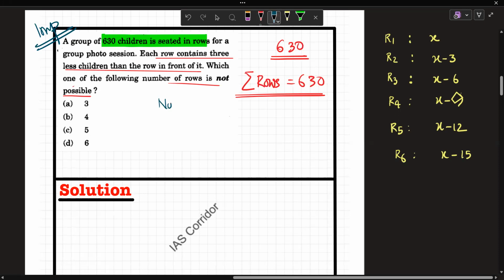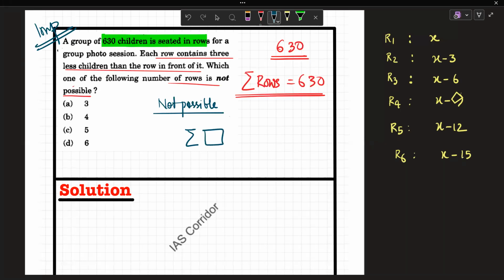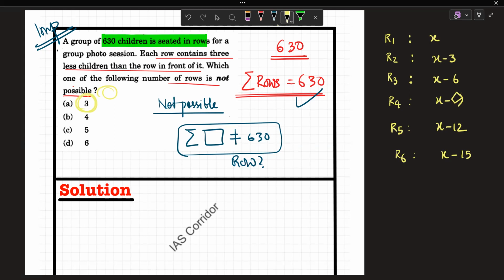Now can you conclude that if a number of rows is not possible, that means the summation of students in all the rows is not equal to 630? If you don't get a suitable answer for the number of rows while solving this equation, that means that is the number of rows which is not possible. Now let us see how it is so. Now the question says first option is 3 rows. Are 3 rows possible?